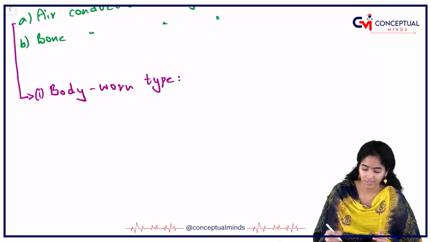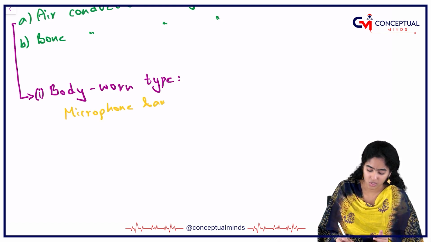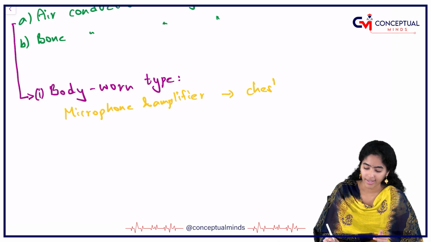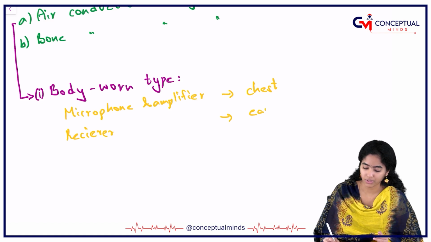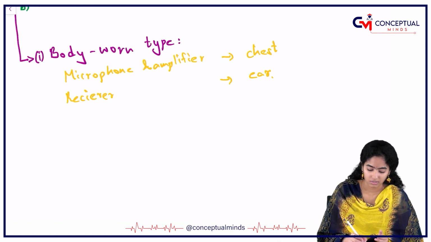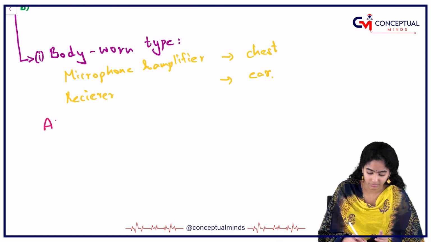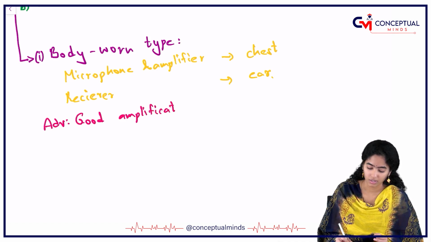Okay, so let me briefly write down what is body-worn type. You have a microphone and an amplifier that is put at the level of the chest, and also there is a receiver that is placed at the level of the ear. Okay, and what is the good part about this? The advantage of this type is there is good amplification of sound, and also the feedback is minimum.